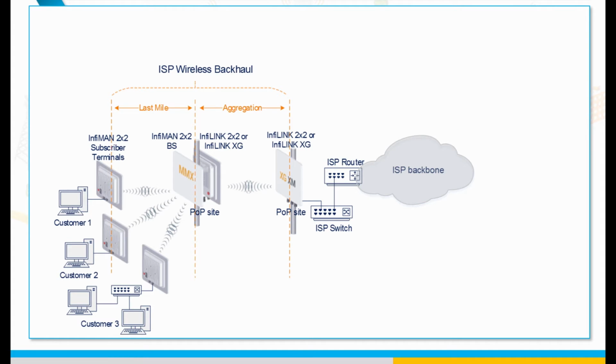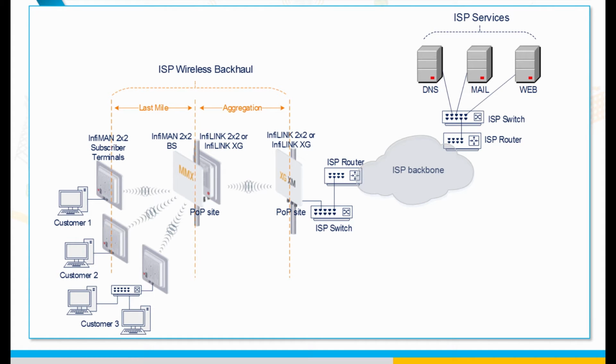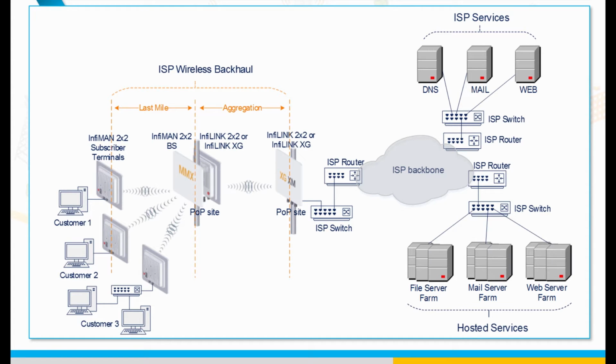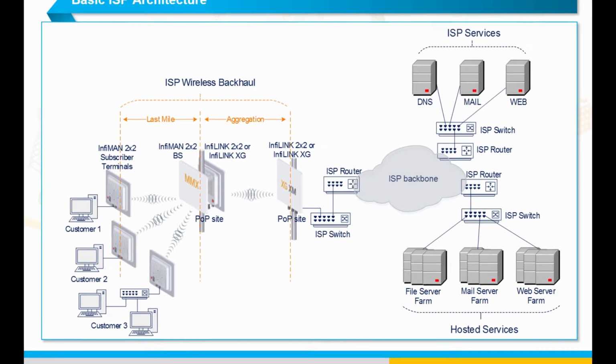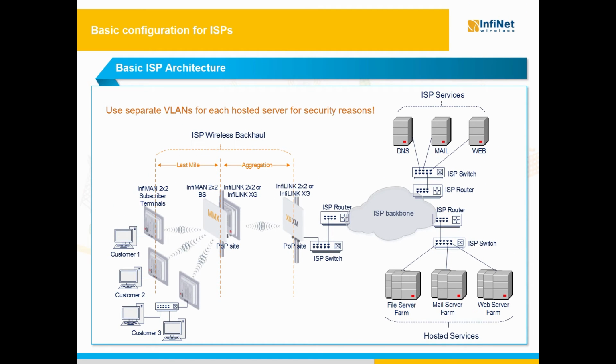We can now introduce the ISP services like DNS, mail or web, and the hosted services, consisting of the file server farm, mail server farm, and web server farm. The basic rule is to use separate VLANs for each hosted server for security reasons. We will next see how to configure the InfiNet units in order to ensure VLAN connectivity between the end users and the ISP servers.